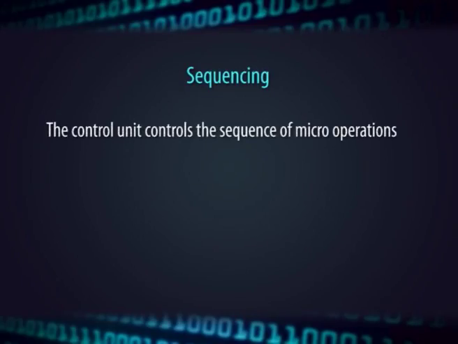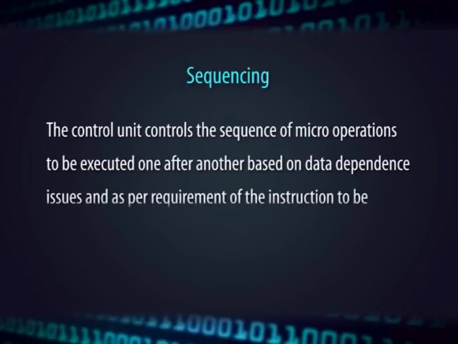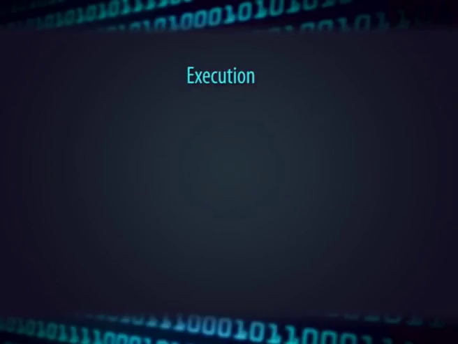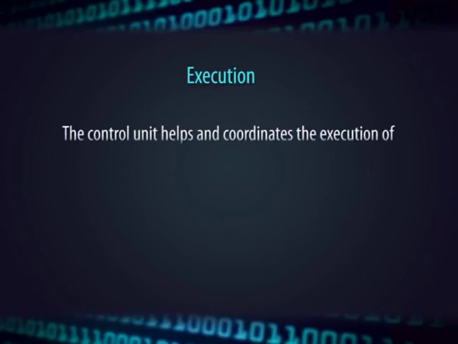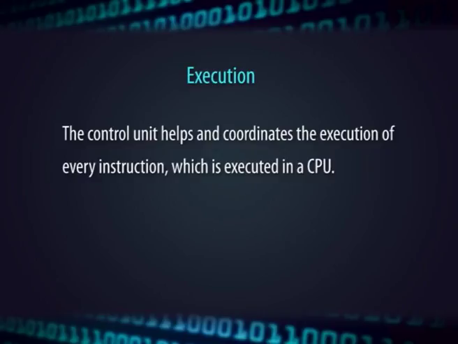Looking at the above micro operations, we conclude that the control unit performs two basic tasks. First important task is sequencing. The control unit controls the sequence of the micro operations to be executed one after another based on data dependence issues and as per the requirement of the instruction to be executed. Second important task of the control unit is execution. The control unit helps and coordinates the execution of every instruction which is executed in the CPU. In general, the control unit operations along with its input and output can be described as below.